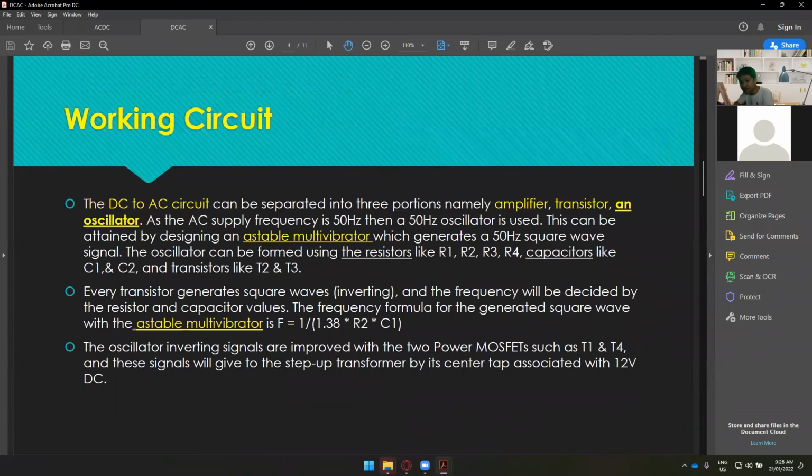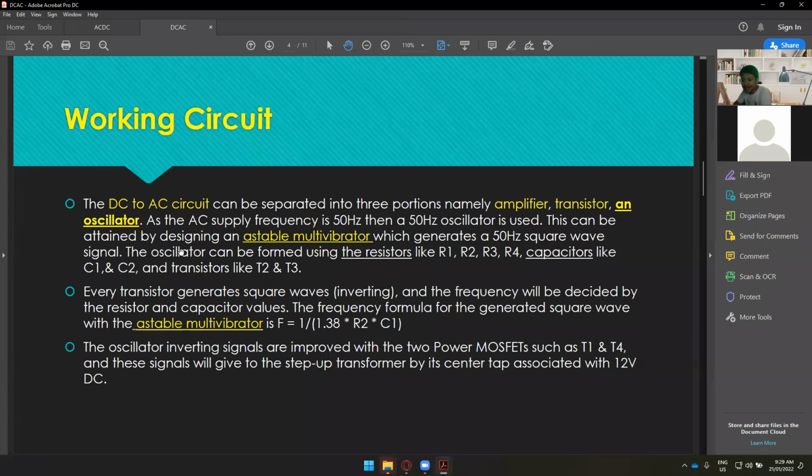Okay, so here is a working circuit from DC to AC. The circuit can be separated into three portions, namely the amplifier, transistor, and then an oscillator. As the AC supply frequency is 50 Hertz, a 50 Hertz oscillator is used. Of course you can change this to 60 Hertz, since here in the Philippines we're using 60 Hertz. So if you need 60 Hertz, then you have to use an oscillator which is also 60 Hertz.